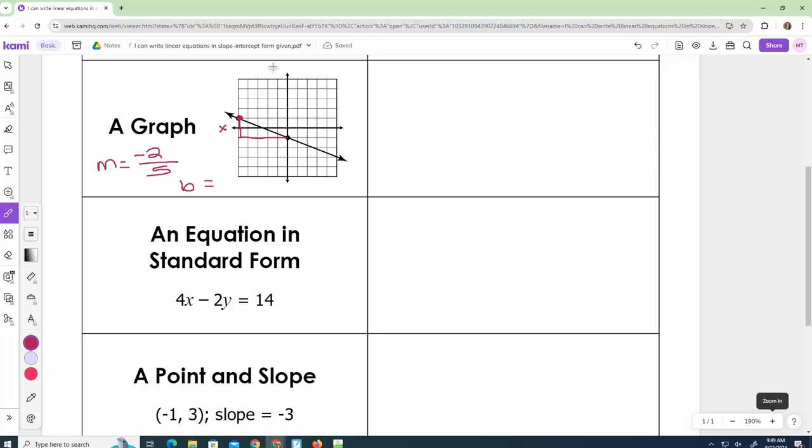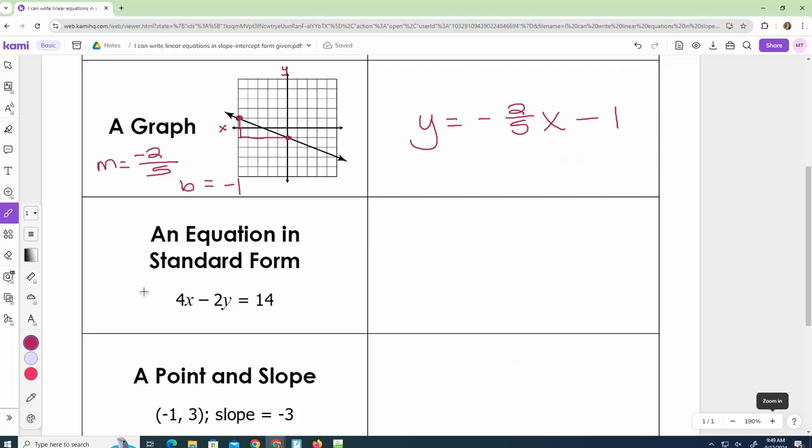My b, where do we hit the y-axis? Remember, this is the x-axis, this is the y. So we hit the y at -1. So then the equation, y equals m, which was -2/5, x plus b, which is -1. Alright, so we had that.